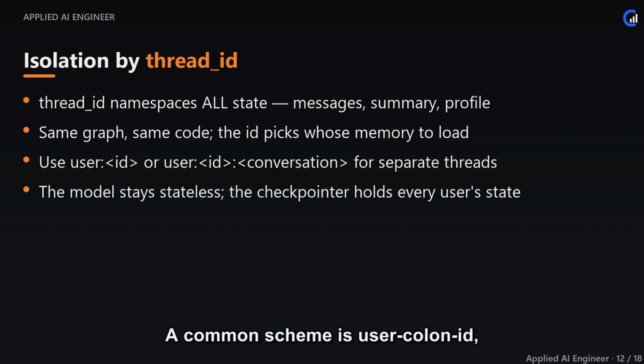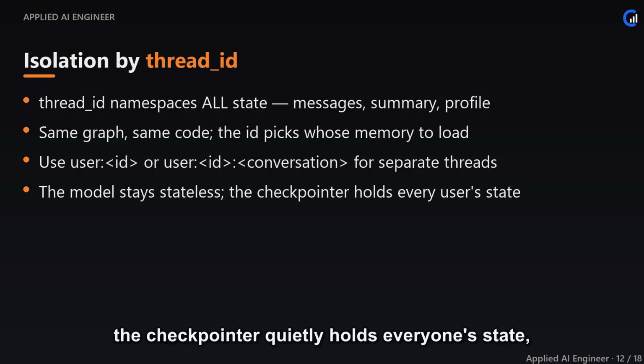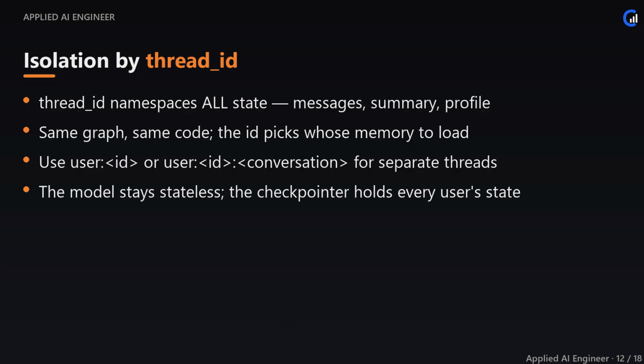A common scheme is user:_id, or user:_id:conversation if one user has several chats. The model remains gloriously stateless. The checkpointer quietly holds everyone's state, cleanly partitioned.